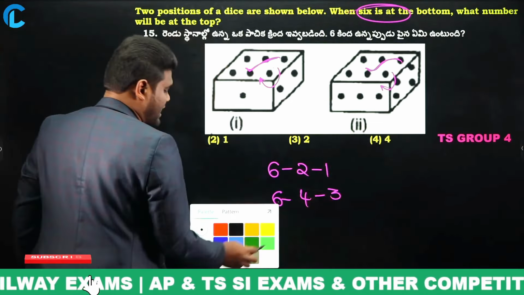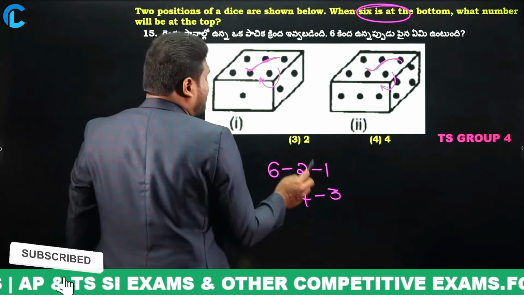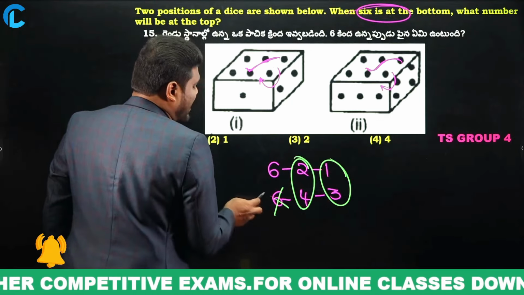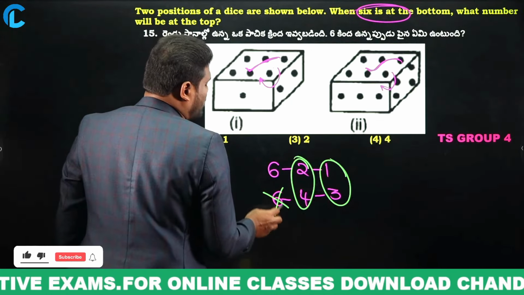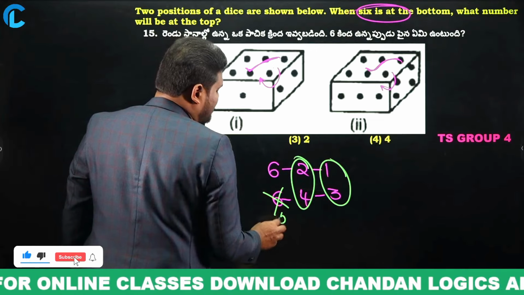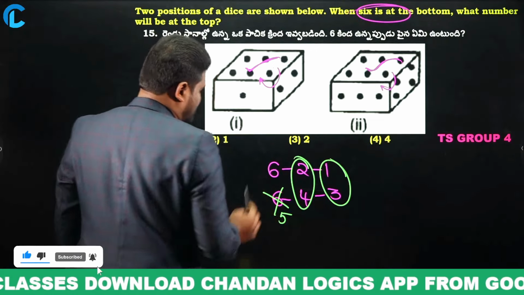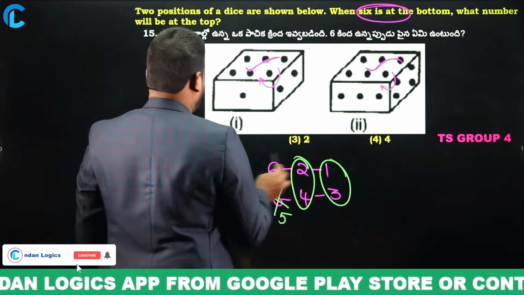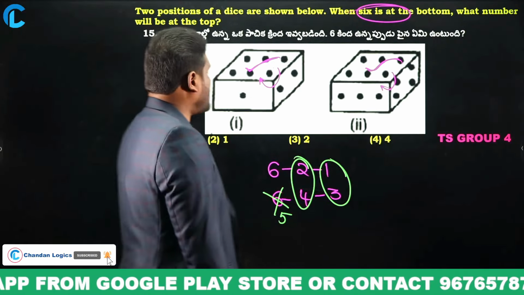Now observe carefully. After completion of this, 1 opposite is 3, 2 opposite is 4, and 6 opposite cannot be 6. Now what is left out? Left out is 5, which means 6 opposite is 5. So the answer to the question, what is opposite to 6 dots, is 5 dots.